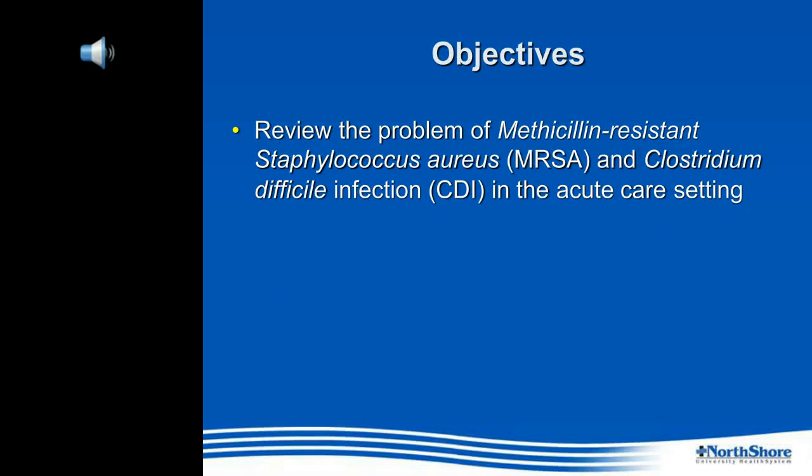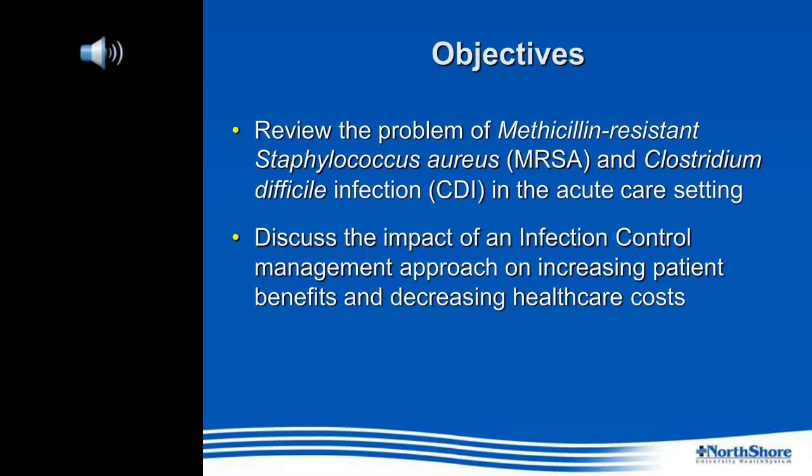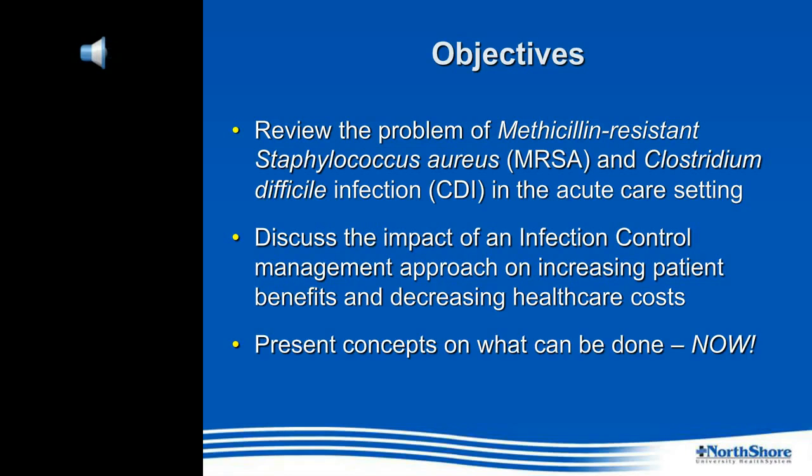So what I'd like to cover today is to review the problem of methicillin-resistant Staph aureus, or MRSA, and Clostridium difficile infection, specifically in the acute care hospital setting. Also discuss the impact of infection control management on these infections and increasing the benefits to the patient and decreasing healthcare costs. And finally, discuss a little bit about what you can do at your own hospital to really determine or assess if you have a problem and some potential interventions that you can implement if you find that you do need to enhance your activities.